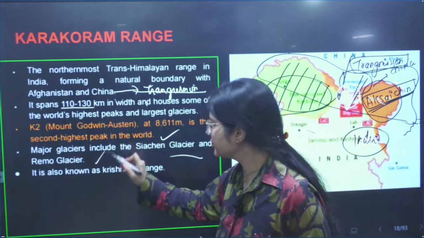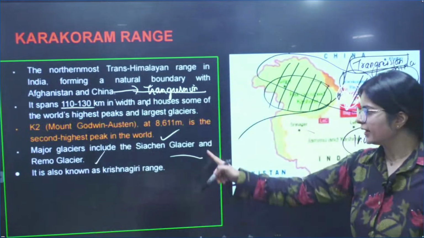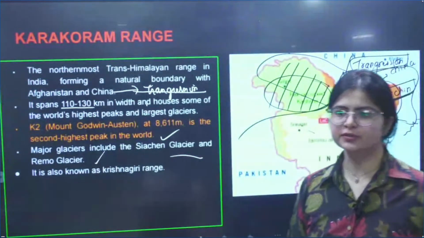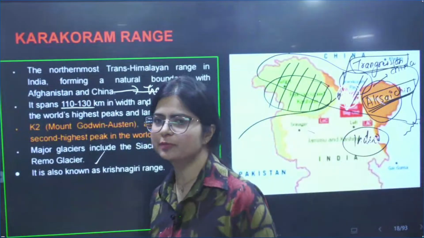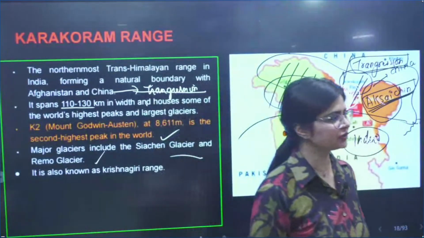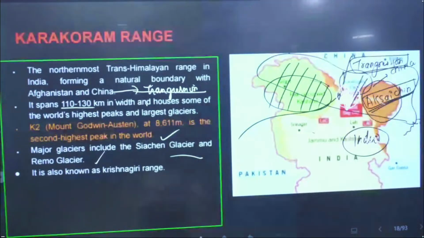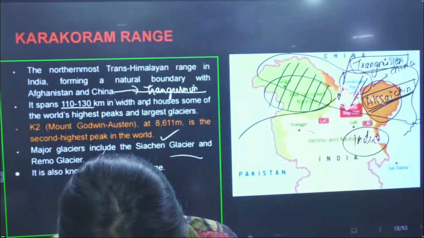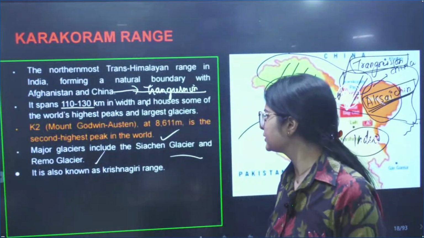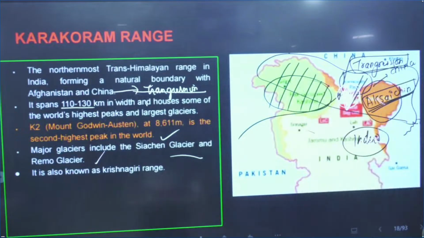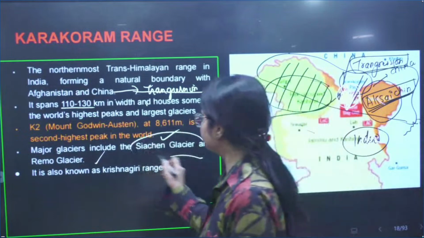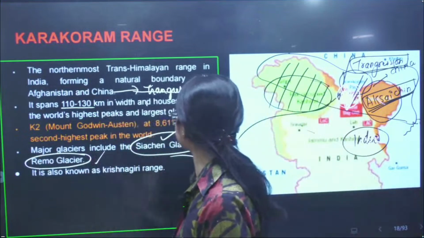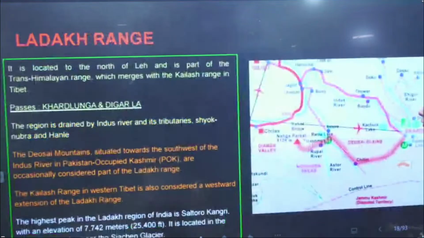Right. You can write the major glaciers that you have not added. Write down the Siachen Glacier, which is important in this Karakoram range. Please add Siachen Glacier. Major glaciers include Siachen Glacier and Remo Glacier. These are the two important glaciers in the Karakoram range, Siachen and Remo.